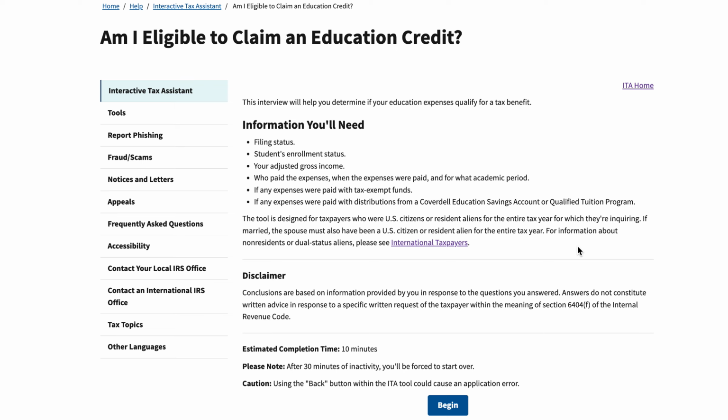We'll go over the IRS Interactive Tax Assistant tool designed to help taxpayers determine whether or not they are eligible to claim an education credit when they file their income tax return. So for most people, you can be eligible if you meet certain criteria to claim one of two types of education-related credits. The first is the American Opportunity Tax Credit, and the second is the Lifetime Learning Credit.